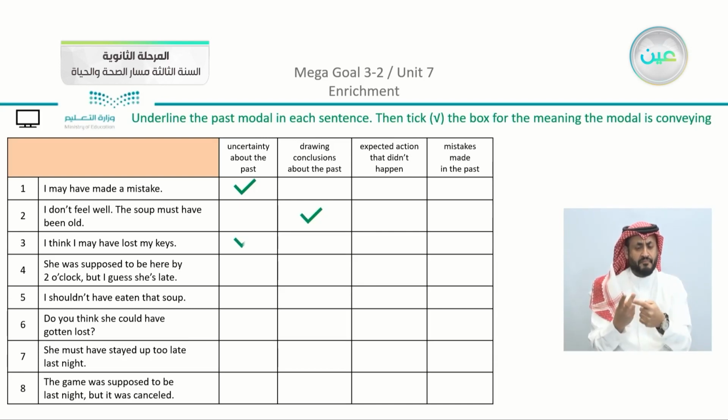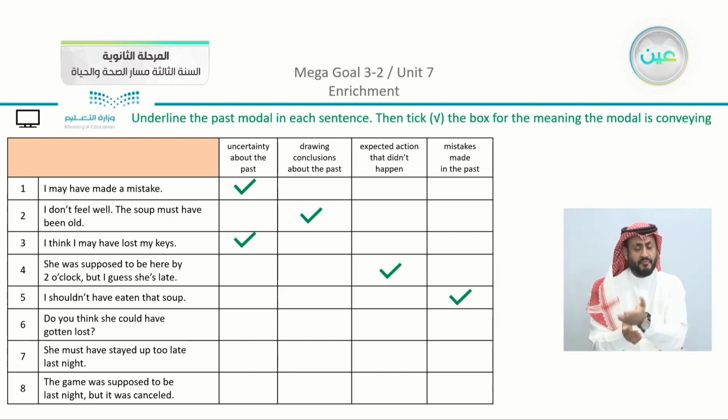We have number 3, I think I may have lost my keys. Now this is also uncertainty because I think. Number 4, she was supposed to be here by 2 o'clock, but I guess she's late. She was supposed to be here. So here in this sentence, we have an expected action that didn't happen. After that, we have number 5. I shouldn't have eaten that soup.